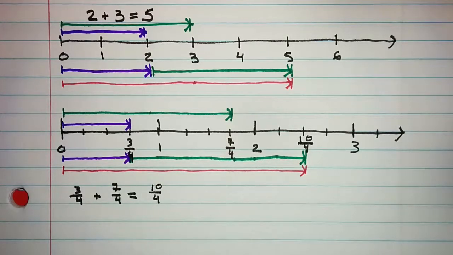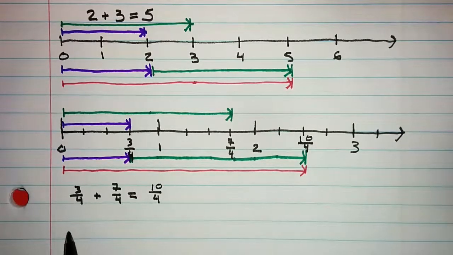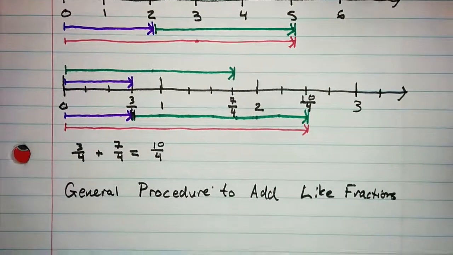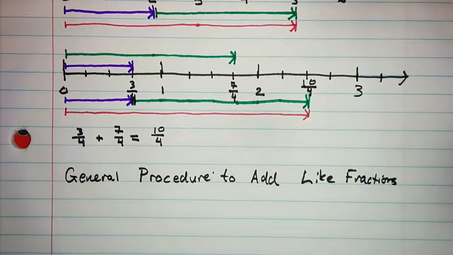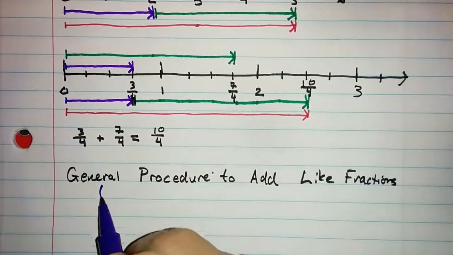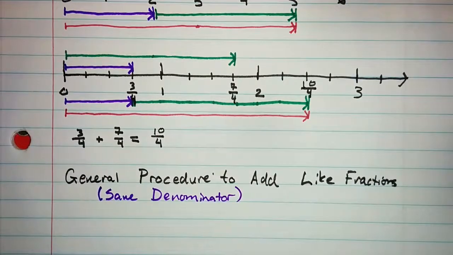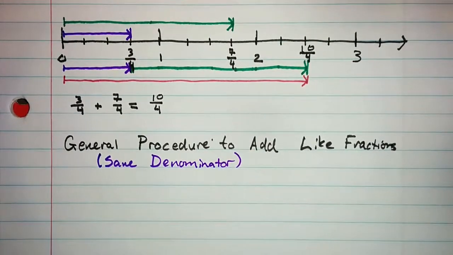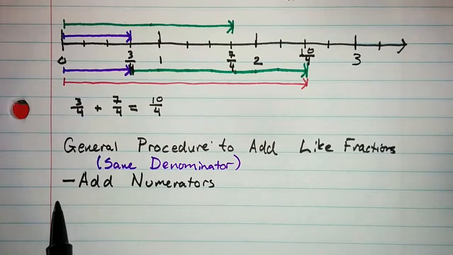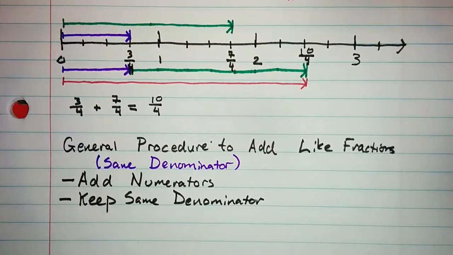So this suggests a general procedure, right? Because if our pieces are a different size, nothing's going to change. Our general procedure to add like fractions. What do we mean by like fractions again? That means the same denominator, the same kind of piece, the same size little line segment, the same kind of fraction. To add like fractions, we will add the numerators and keep the same denominator.